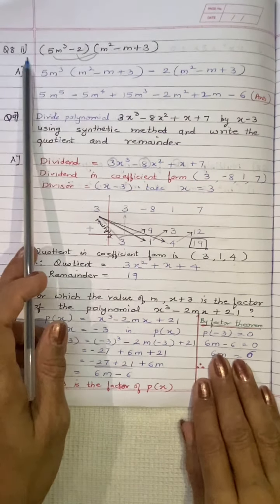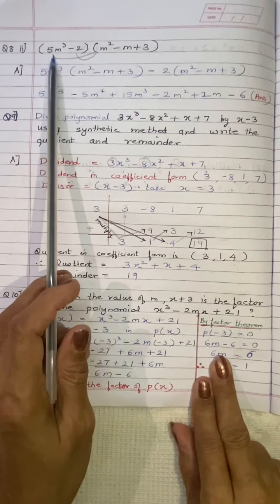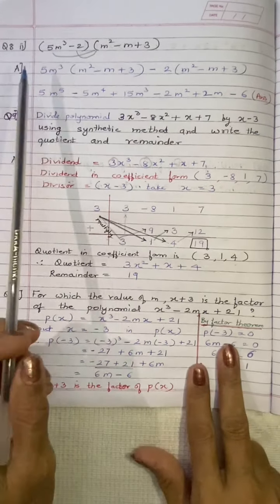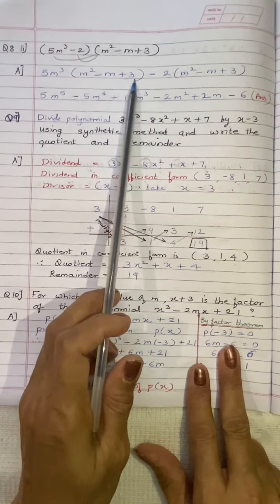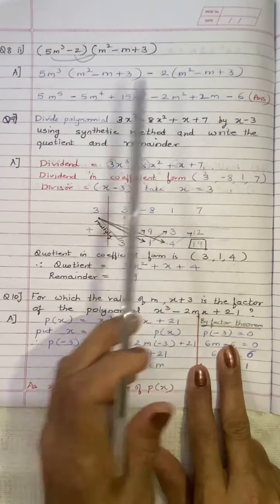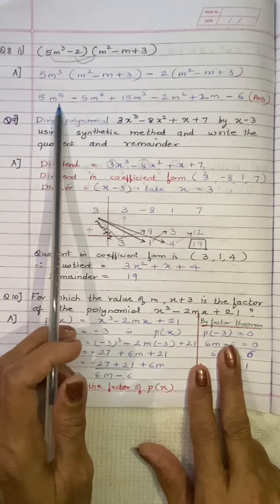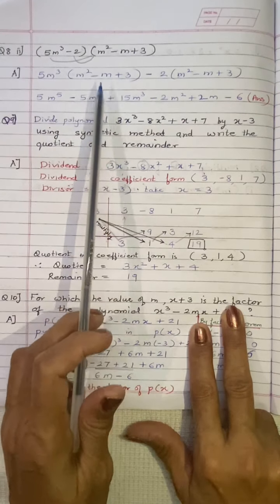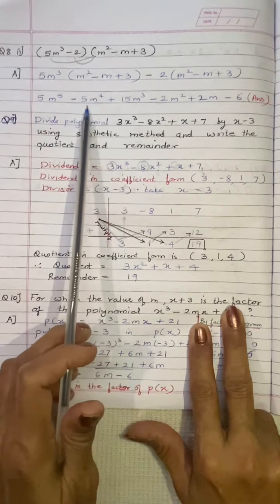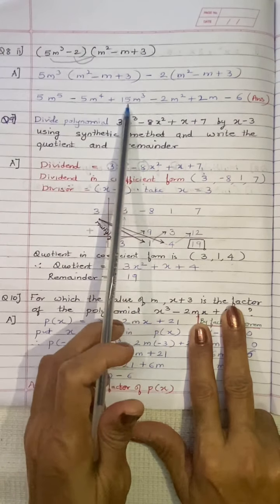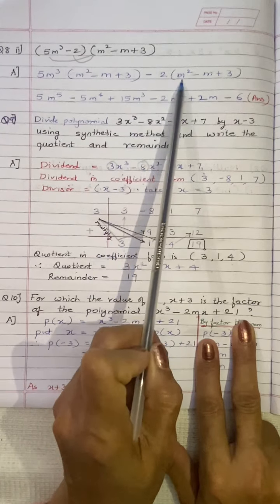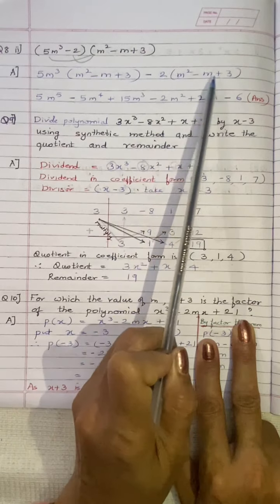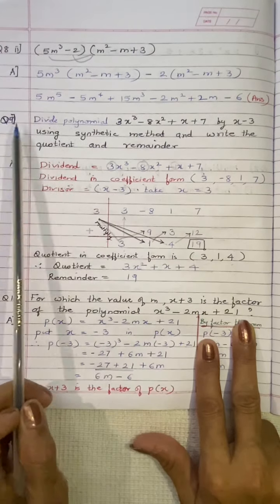Now question 8, sub question 2. Again we have to multiply this: 5m and minus 2 with m square minus m plus 3. So 5m into m square is 5, 3 plus 2 is 5 exponent. Then this is 1, so 3 plus 1 is 4 exponent. So 5 into 1 is 5. And then 5 into 3 is 15m cube. Then minus 2 into m will be minus 2m square, and minus 2m, and minus 6. This is the answer.